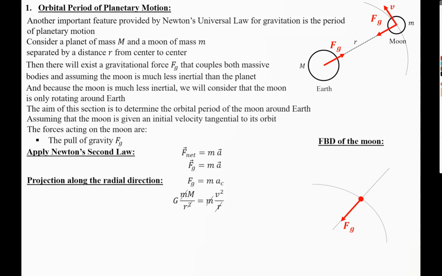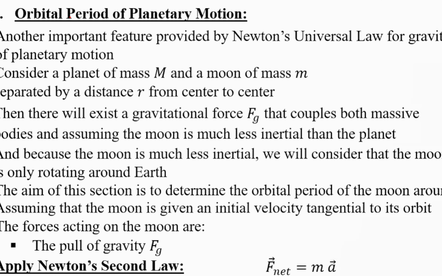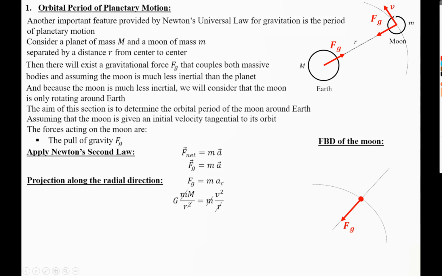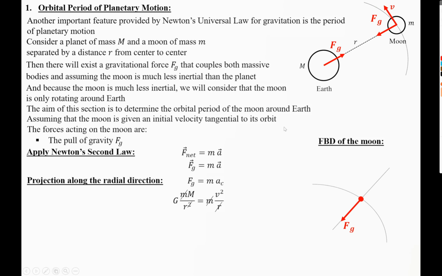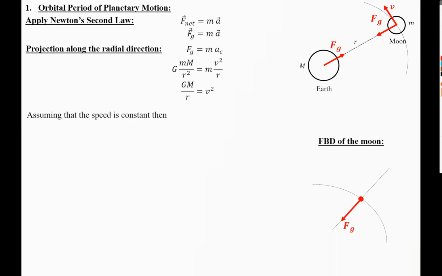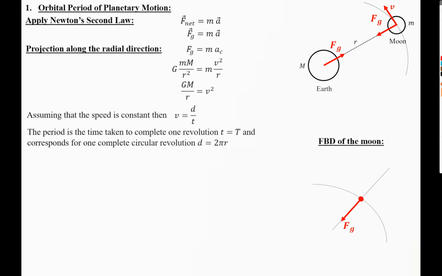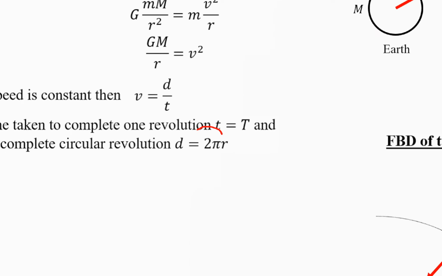And remember that the title of this section is the orbital period. We're interested in determining the period, which is capital T. And what does the period represent? It's the time taken for the moon to complete one revolution around the Earth. So GM over r is equal to v squared. Because we're assuming that the speed is constant due to the perfect circular orbit, we can say it's distance over time. The period is the time taken to complete one revolution, which corresponds to one circular revolution, a distance of 2 pi r, the circumference of the orbit.